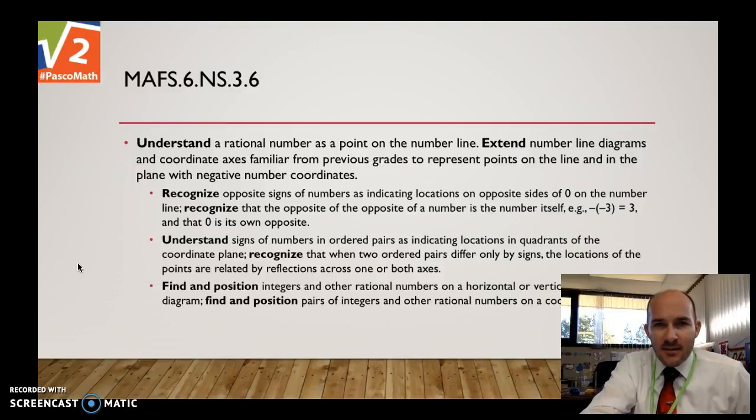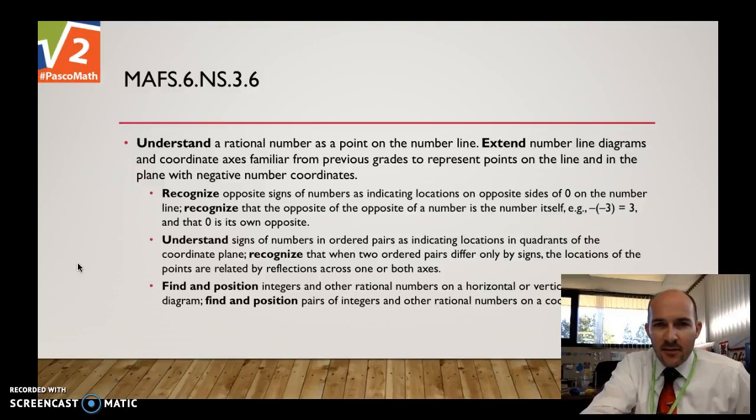Recognize opposite signs of numbers as indicating locations on opposite sides of 0 on the number line. Recognize that the opposite of the opposite of a number is the number itself. So the opposite of -3 is 3, and that 0 is its own opposite. So 0 again is called out explicitly in the standard.